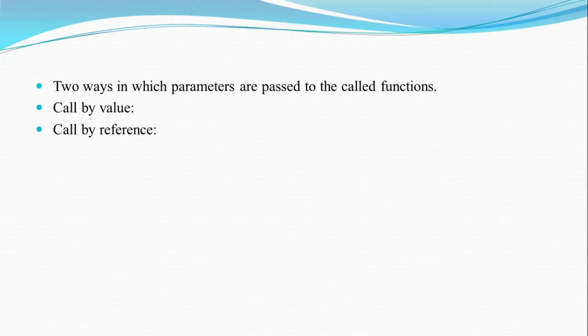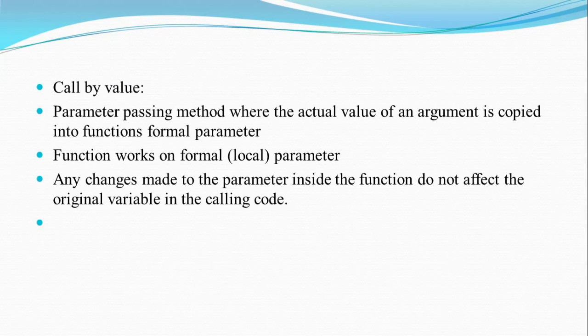Now there are two ways in which the parameters are passed to the called function. The first one is called call by value and the second is called call by reference. Call by value is basically the default method for passing arguments to a function, and it works by sending a copy of the data rather than the data itself, which ensures that the original variables remain protected from these changes. In this video we are going to focus on the call by value method.